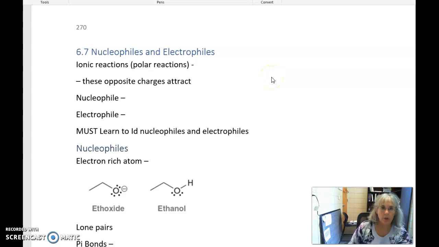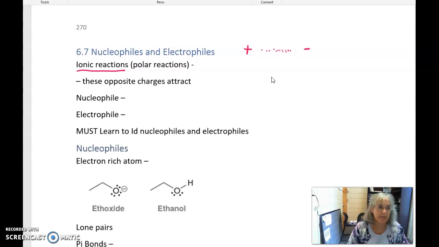Okay, so the name of our chapter was Reactivity and Mechanisms, and what we've done so far has been the reactivity part. Now we're going to get into mechanisms, and we start our mechanisms by being able to identify nucleophiles and electrophiles. Most of our reactions are going to be ionic. In fact, almost all of them will be ionic. We'll have something with a positive charge, and it will be attracted to something with a negative charge. Okay, there'll be an attraction between these two things, and that's what's going to cause pretty much all our reactions to occur. These opposite charges will attract.